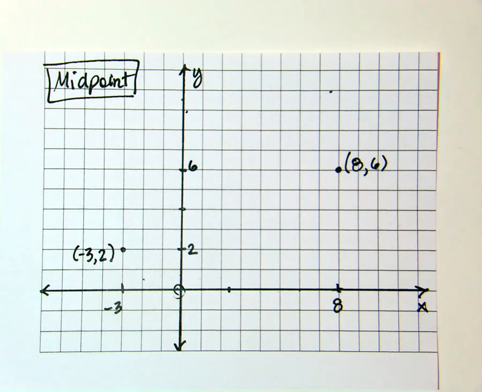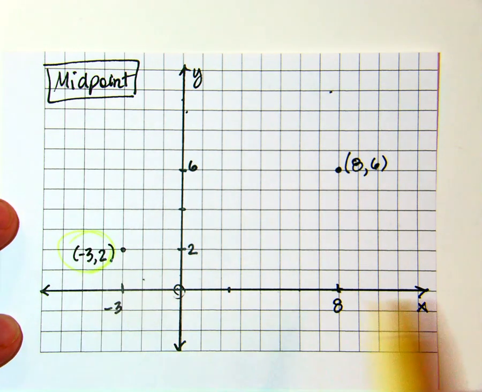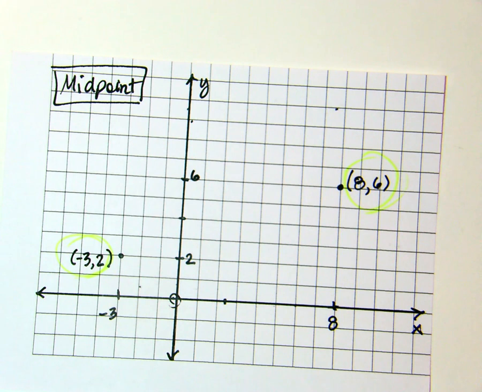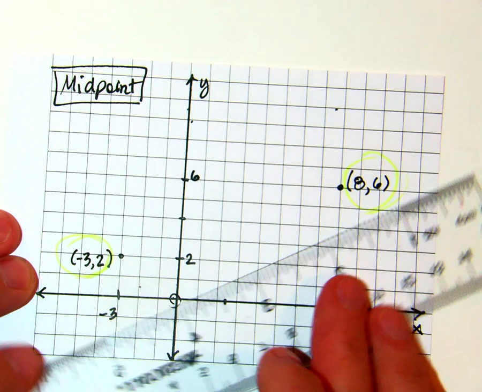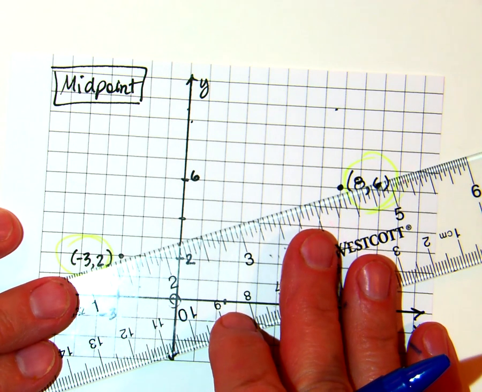Okay, I'm going to start with these 2 points. So I'll have the point here, 3, -2, and the point 8, 6. And I want to know what's in the middle. So again, that will be the midpoint of the line segment that connects them. So I'm going to go ahead and draw the line segment that connects them.